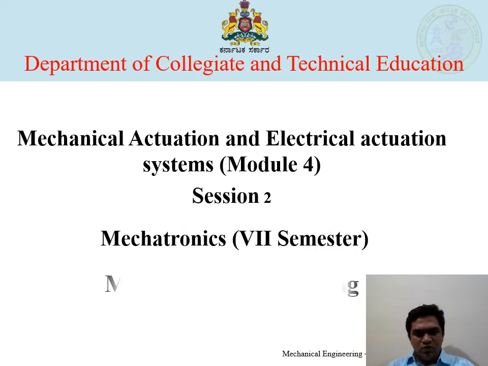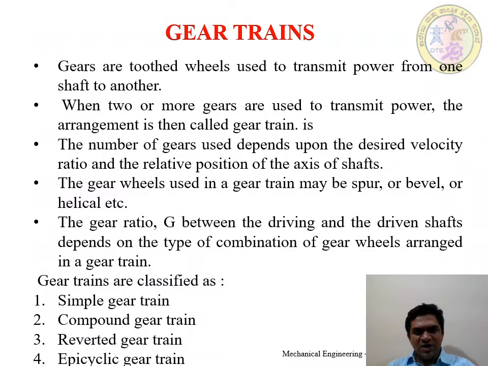First of all, we try to understand the mechanical actuation system known as gears. So what are gears? Gears are toothed wheels used to transmit power from one shaft to another shaft. When two or more gears are used to transmit power, the arrangement is called gear trains.